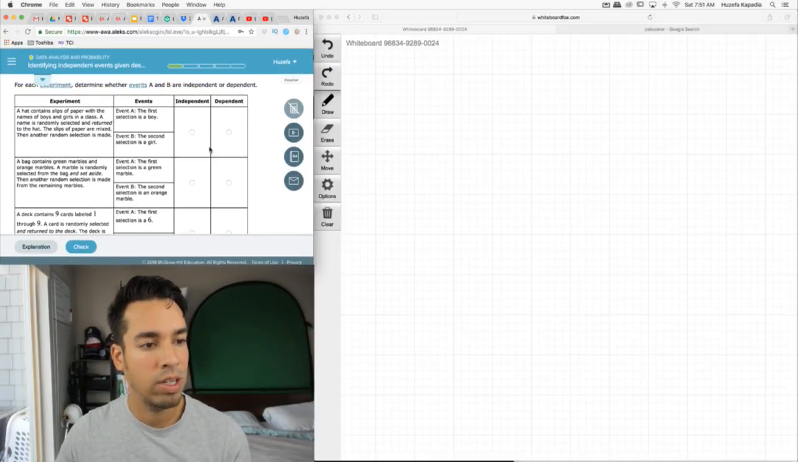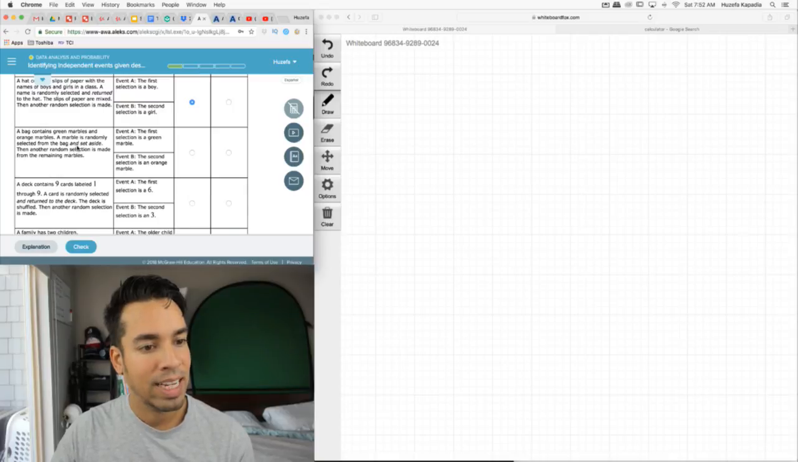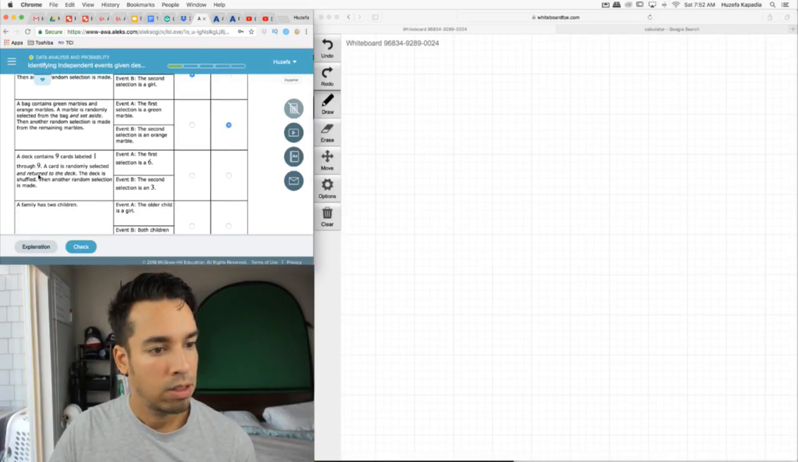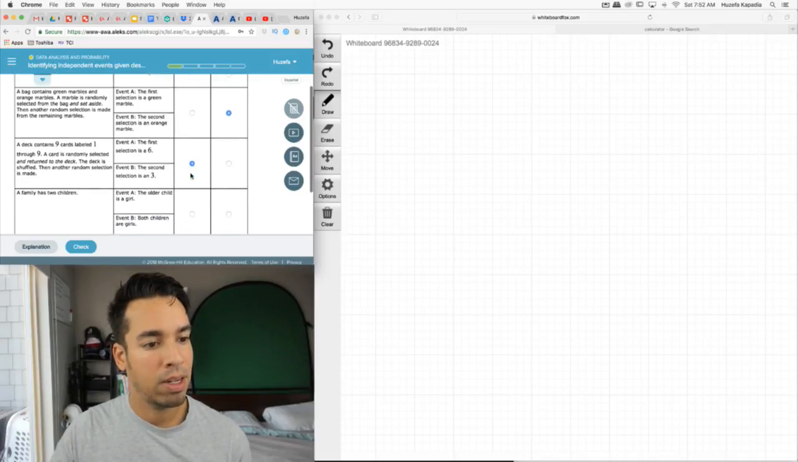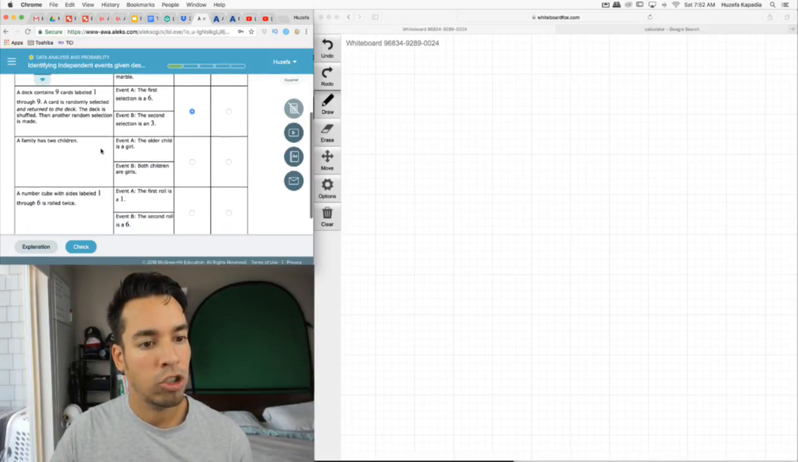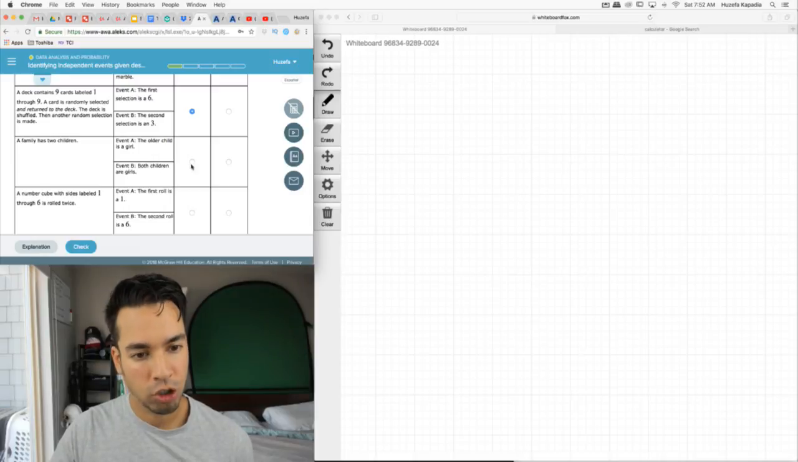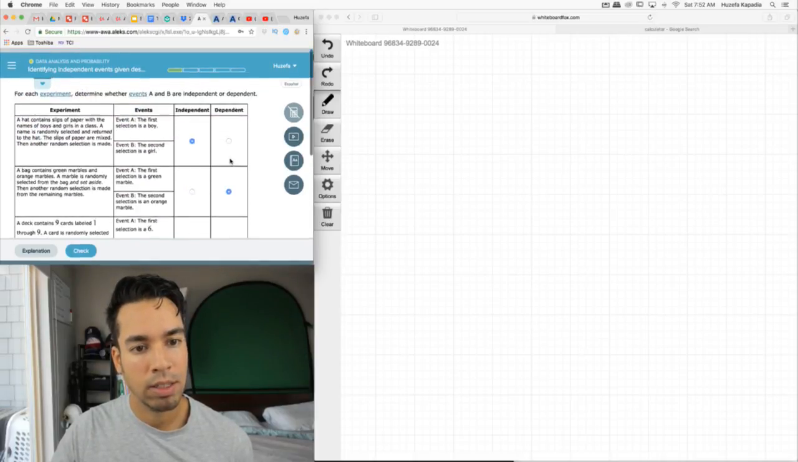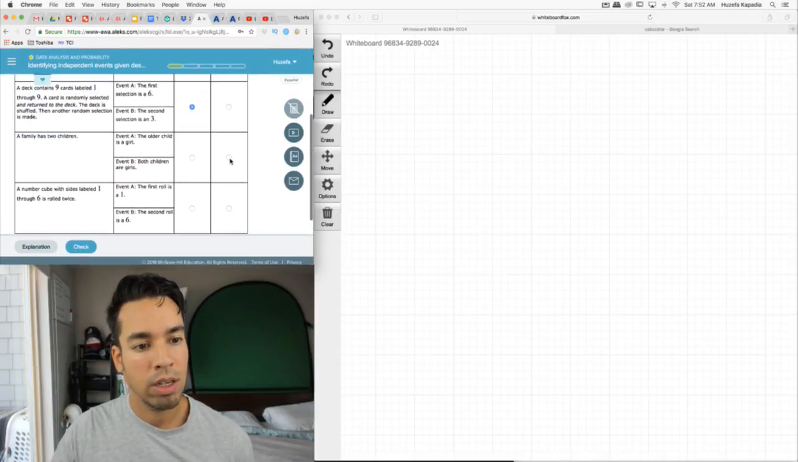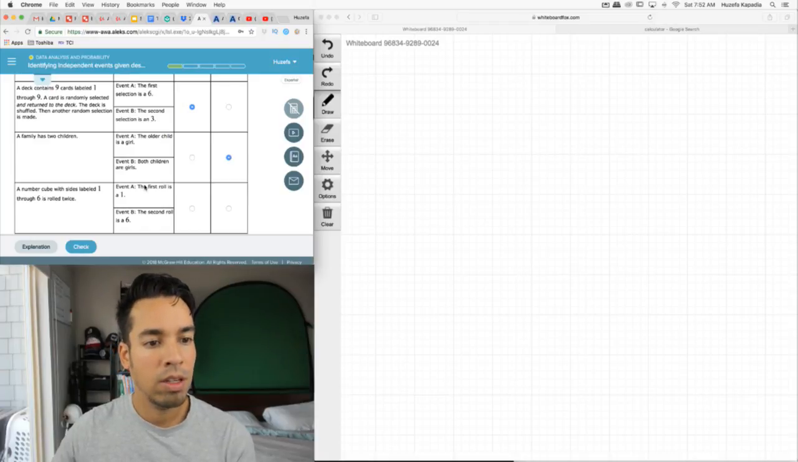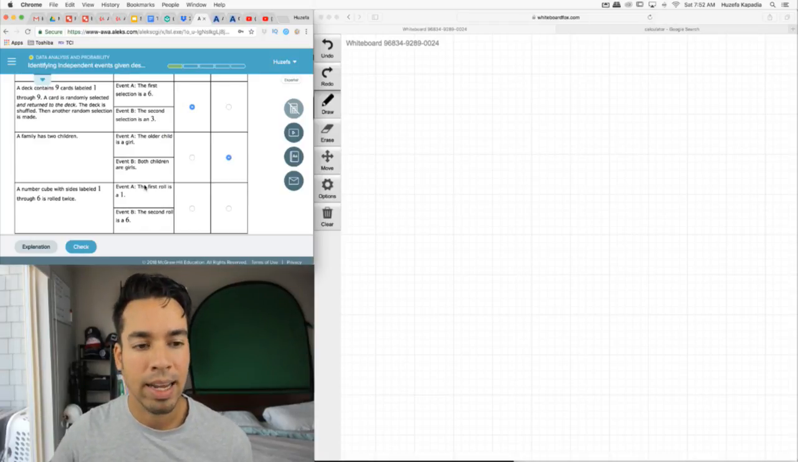Again, I'm going to be looking for this unique language. A hat contains slips of paper. Okay, so it's returned. Anytime it's returned and replaced, we're talking independent. Set aside, not replaced, dependent. And returned to the deck, independent. A family has 2 children. The older child is a girl. Both children are girls. So now it's kind of like that last example. Event B includes event A. It does depend on event A.